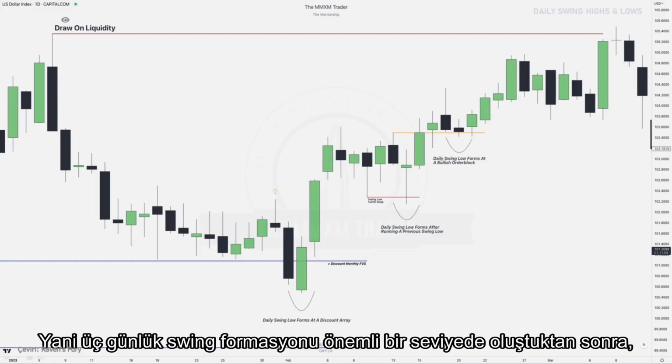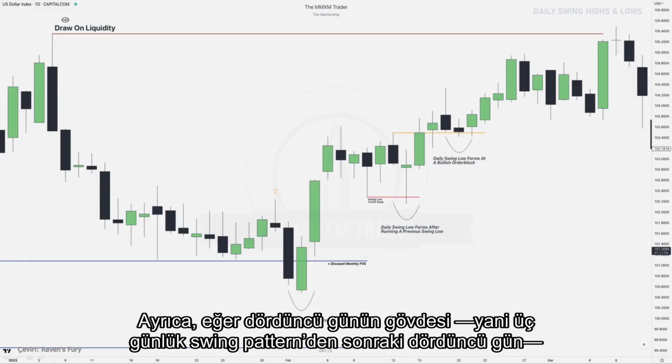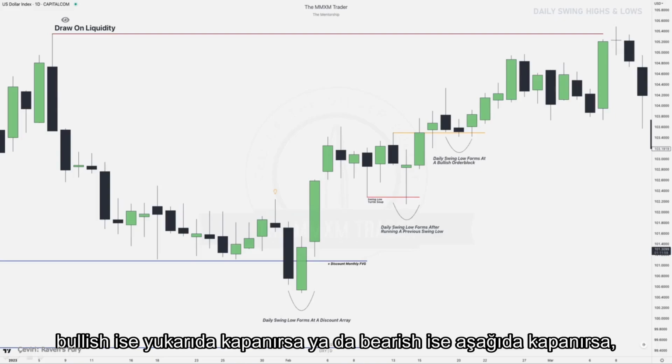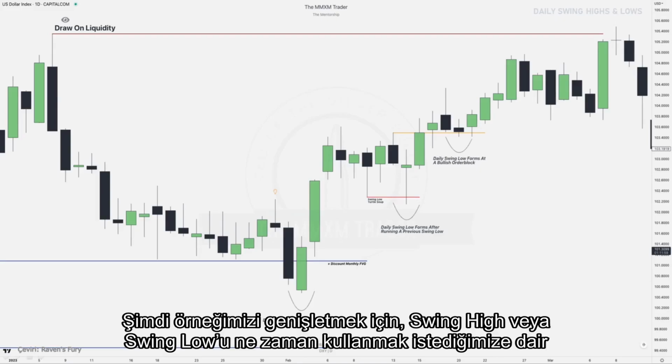So once the 3-day swing pattern has formed at a key level, we can look for day 4 to run previous daily high or previous daily low, right? So after that 3-day pattern. Furthermore, if day 4's body, right, the 4th day after that 3-day swing pattern has formed, if that 4th day body's candle closed above bullish or below bearish, right, we can also aim for previous daily high or previous daily low if the draw on liquidity is still intact.